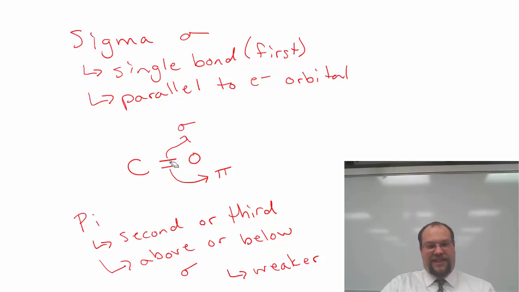So a double bond really isn't twice the strength of a single bond. It's a sigma and pi strength. So it's 1 and a little bit more, or 1 and a little bit less than 2, I should say.